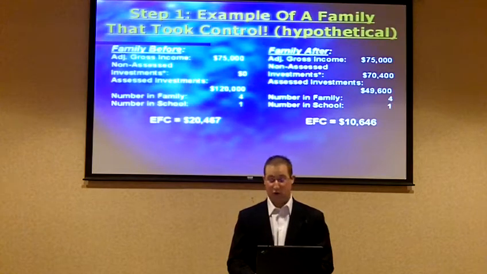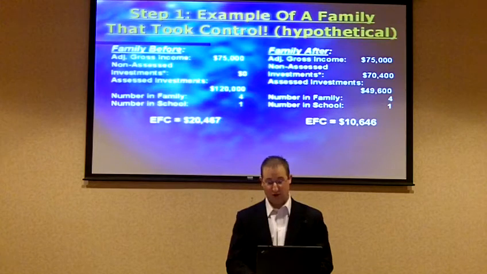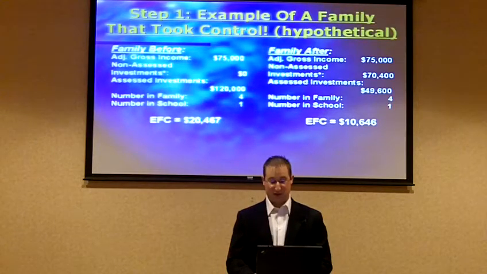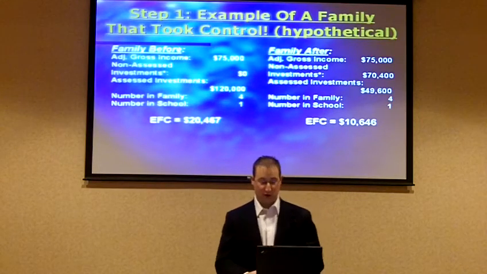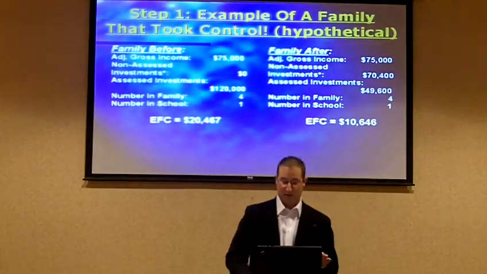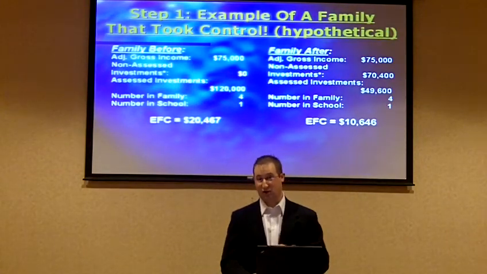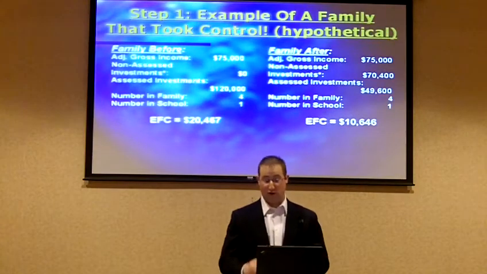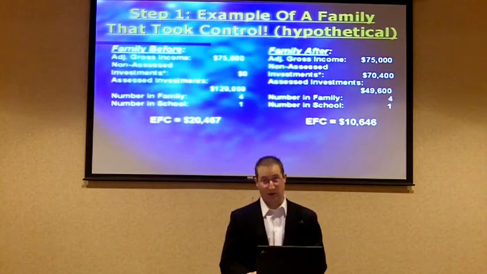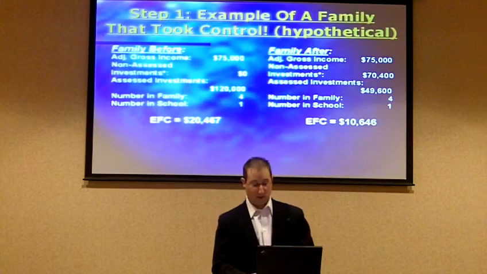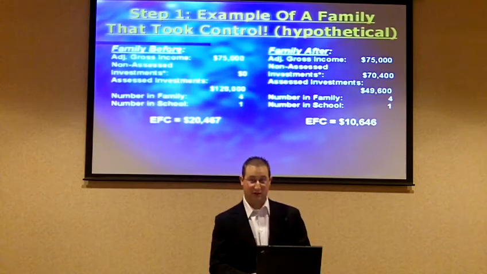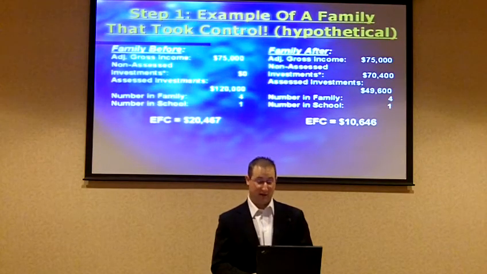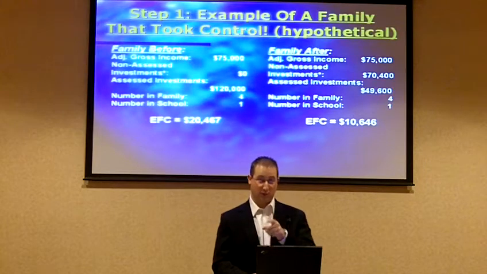Now, after going through the program, the same income, $75,000, their non-assessed investments go up to $70,400. The assessed investments go down to $49,600, and that's the key, really. All we're doing is rearranging some assets on your balance sheet. All other variables are the same. EFC is cut in half, down to $10,646, and again, that expected family contribution is the amount that the college determines you are responsible for.